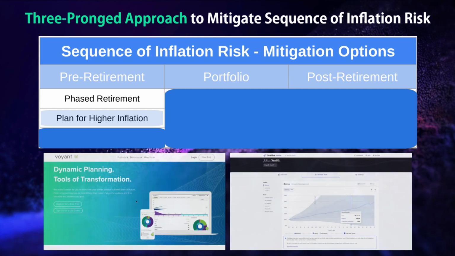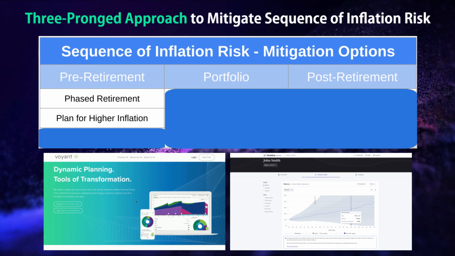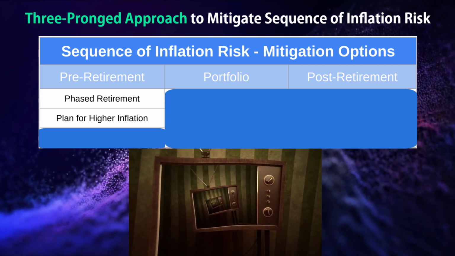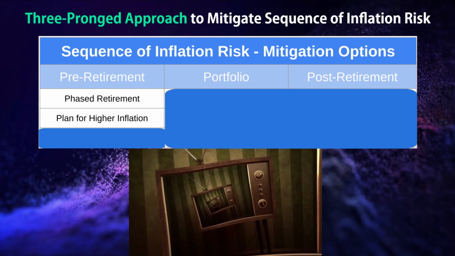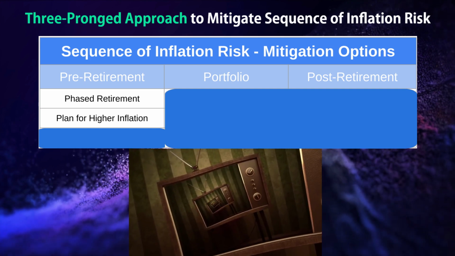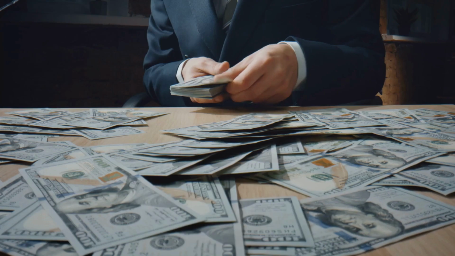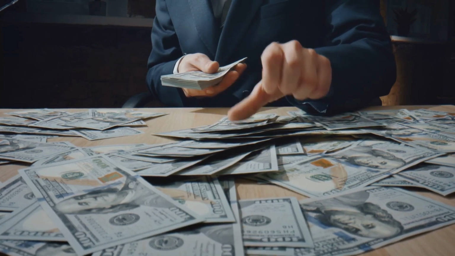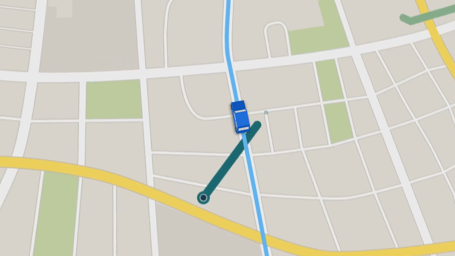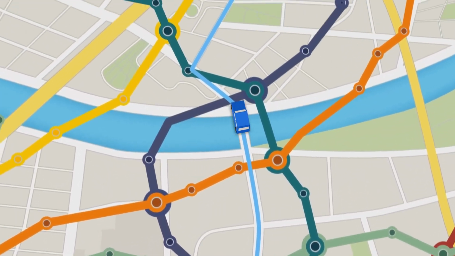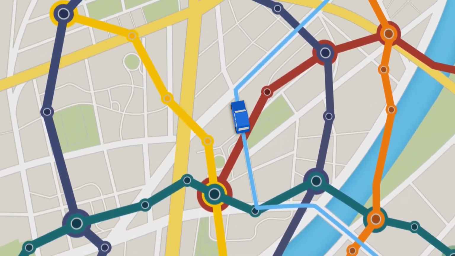When using retirement cash flow planning tools like Voyant and Timeline Planner, factor in higher inflation rates, say 3% to 4%, and enable the Monte Carlo simulation feature to stress test your portfolio under more adverse inflationary conditions. Be aware that this could leave too much money on the table, so consider adopting dynamic withdrawal strategies to maximize the enjoyment of your retirement savings.